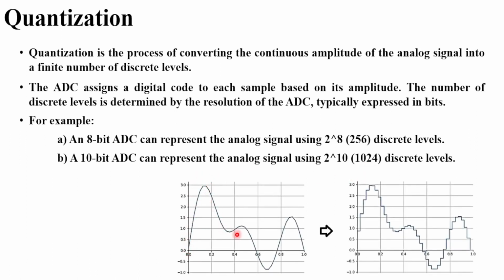Suppose here we can see our analog signal, and we divide this analog signal into its discrete voltage levels, and each discrete voltage level is then provided a digital code. That code can be 3-bit, 4-bit, 8-bit, 10-bit, depending on the bit in the ADC.